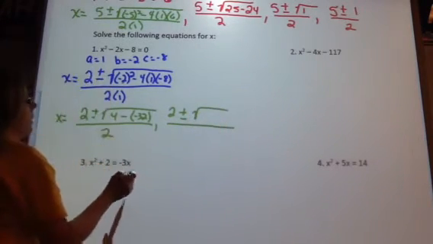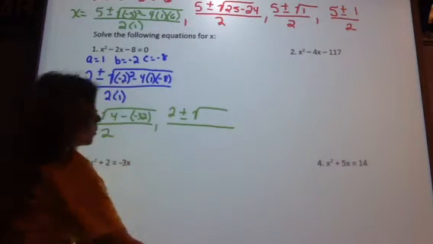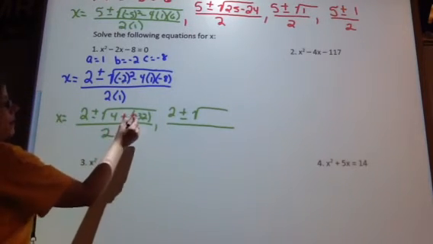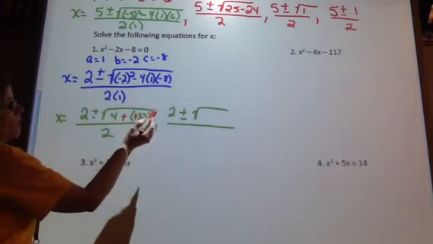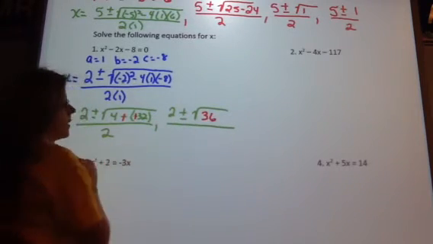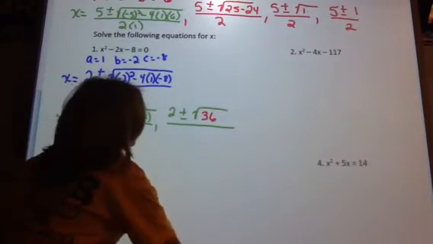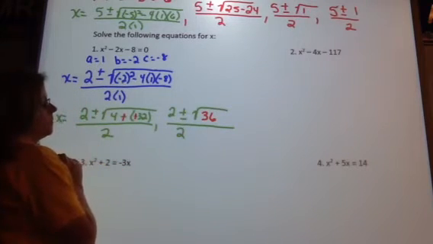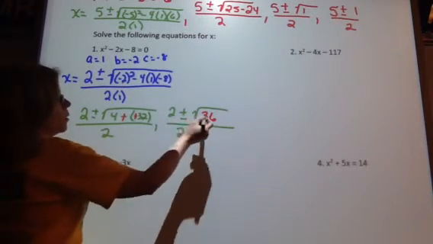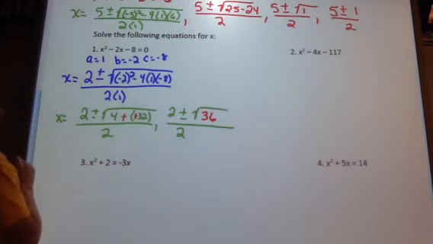square root of, guys, remember you never subtract, you always add its opposite. So 4 plus 32 is 36, all over your denominator here. Okay, square root of 36 is 6.